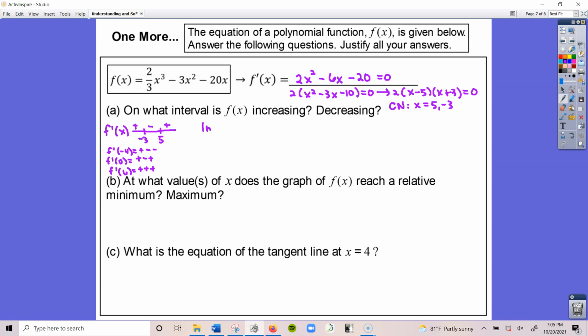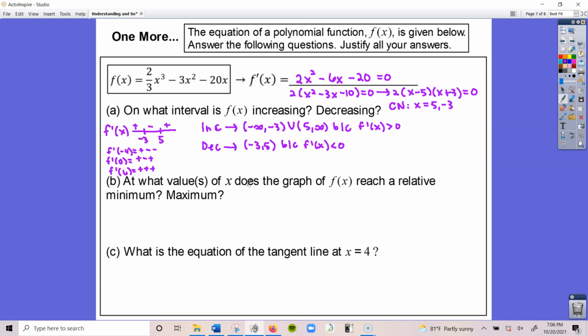So now for my increasing behavior. That's always where it is positive. So this would be from negative infinity to negative 3, union 5 to infinity. And we would state because f prime of x is greater than 0. Now for decreasing behavior, that's where my derivative is negative. So from negative 3 to 5. And the reason would be because f prime of x is less than 0.